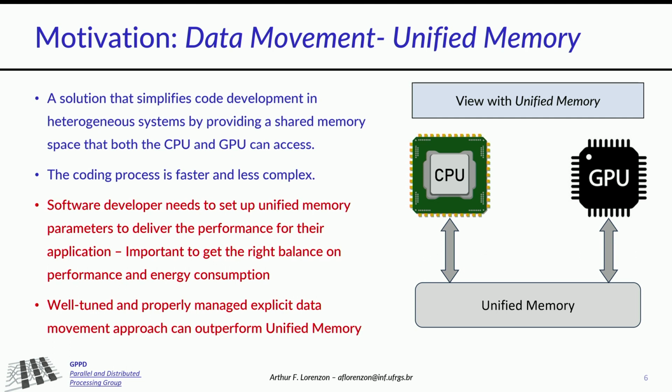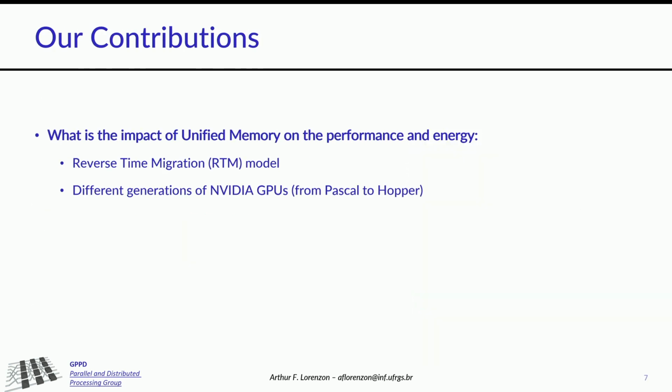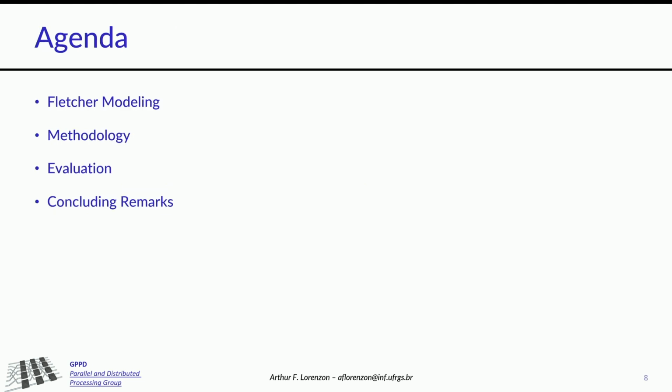And we have seen in some papers and works that if we do a fine-tuning of the implementation of data movement, where the programmer is responsible, we can still get better performance than with unified memory. So given this consideration, this work has the following contributions. We have evaluated the impact of unified memory on the performance, energy, and energy delay product of a reverse time migration model. We have considered different generations of NVIDIA GPUs, ranging from Pascal to the newest Grace Hopper chip.